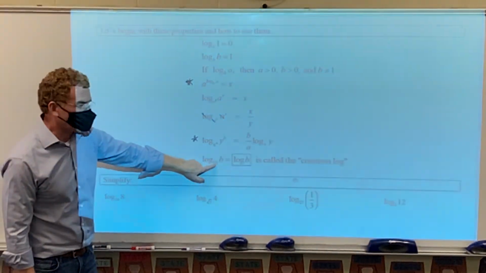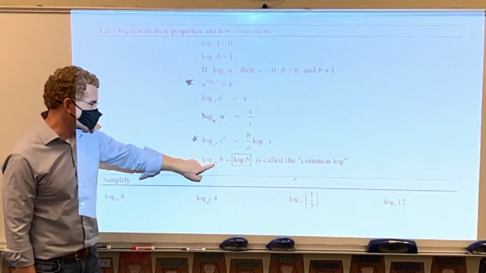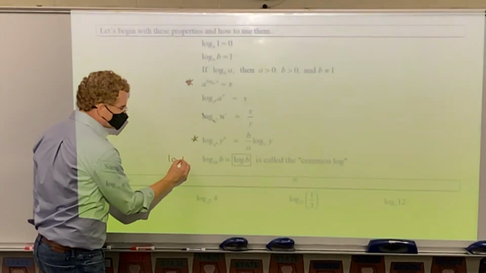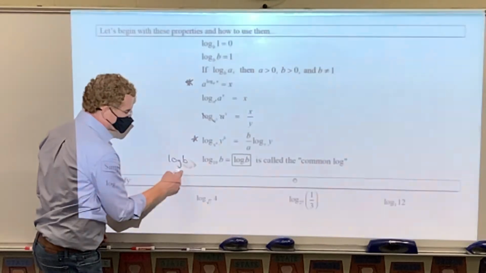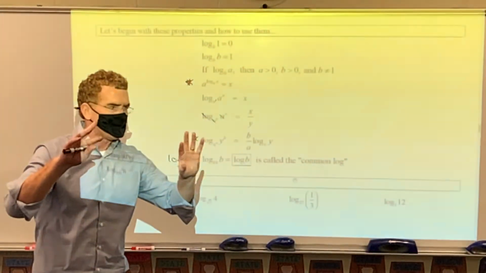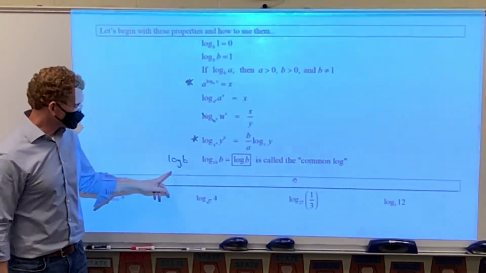And then, by the way, anytime you have a 10 on the bottom as the base, we call it the common log. And when you have a common log, you don't show 10. So I would write this like log of b, and that would be understood to be base 10. And we call that the common log because we count with our fingers. You know, 10 fingers. It's base 10, our number system. So it's kind of understood.